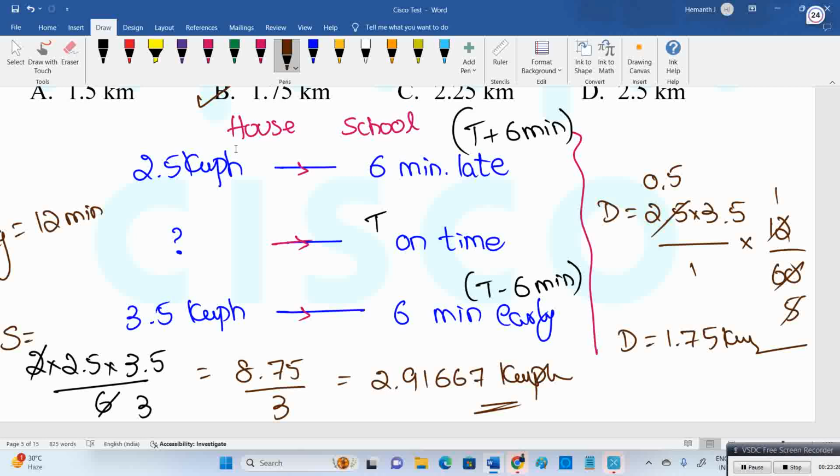If suppose speeds are in AP, timing should be in HP. If speeds are in AP, then timing should be in HP. We are applying that AP and HP concept here.